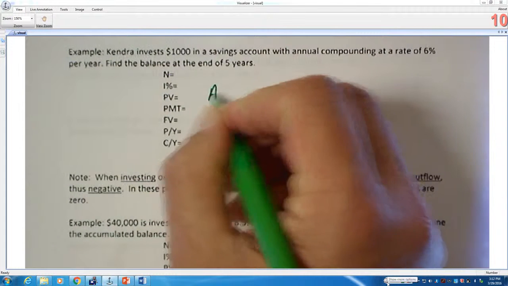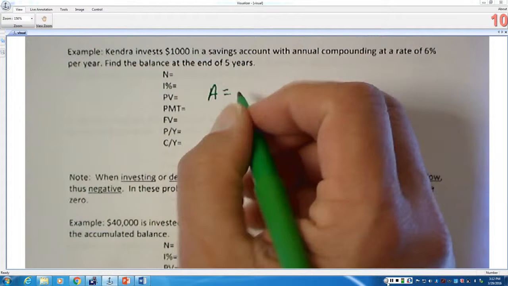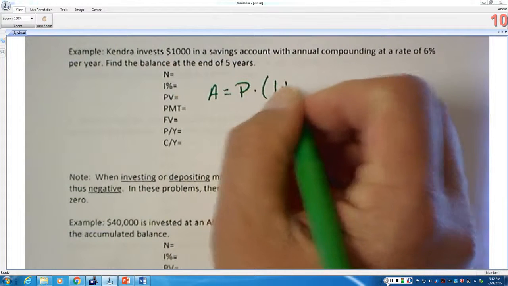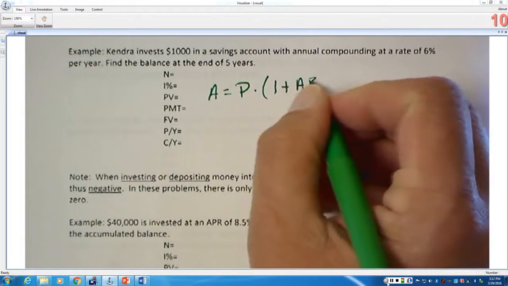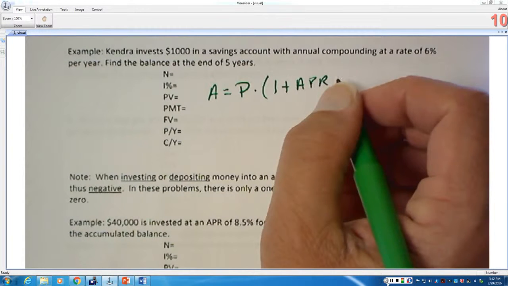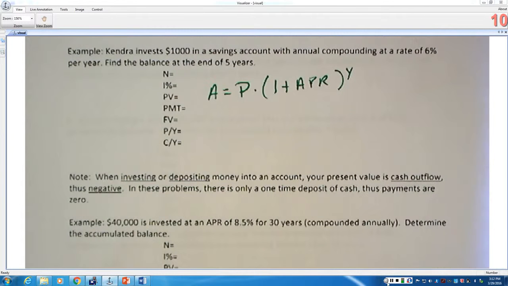Now, the formula that you have is this. A is the amount accumulated. P is your principal. You multiply times 1 plus the APR, which is your interest rate, and it's to the number of years that you have. Okay, that's the formula that you're going to have.